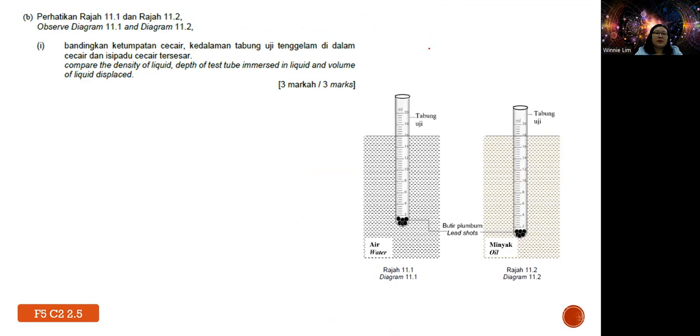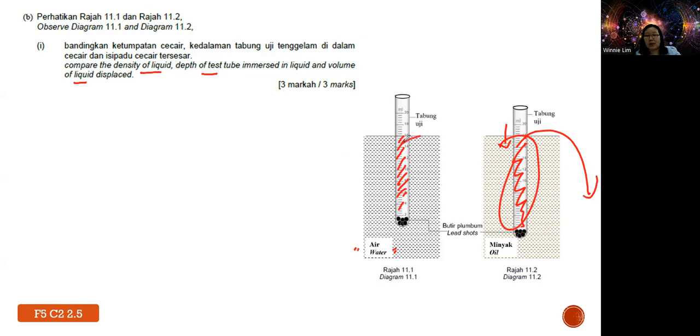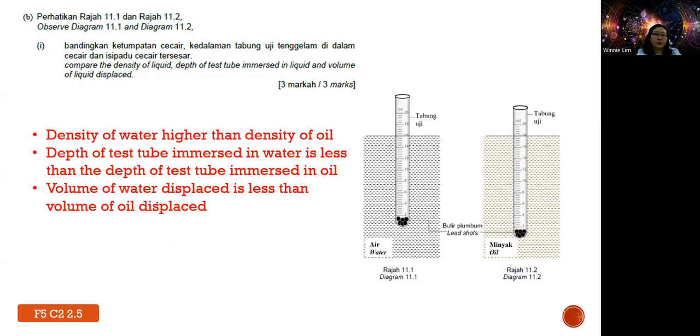Okay, so first, they want you to compare what? Density of liquid, depth of test tube, and also volume of liquid displaced. So oil and water, which one is denser? Of course, water is denser, or oil is less dense. That's why oil always floats on top of water, correct? Then the depth of test tube immersed. So this one is immersed deeper, this one less. Then the volume of liquid displaced, how do you get this idea? This is the volume. So which one has more volume immersed? That means there will be more water coming out as well. Get it? So that's why again it's 11.2.